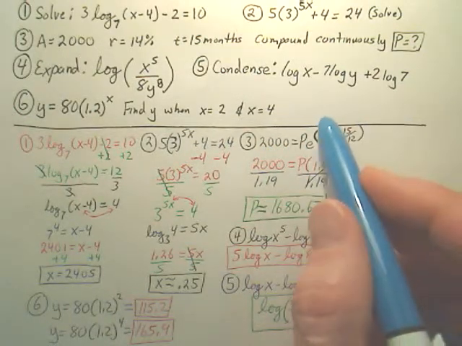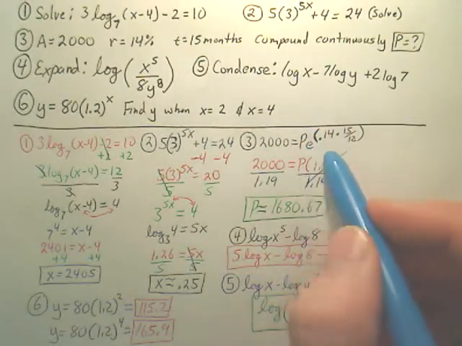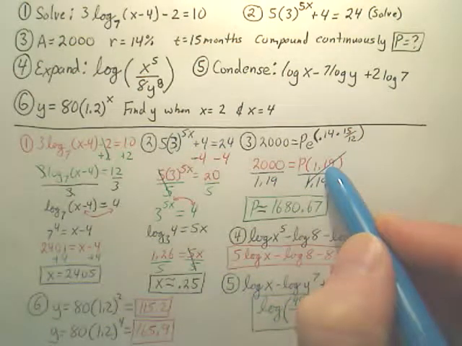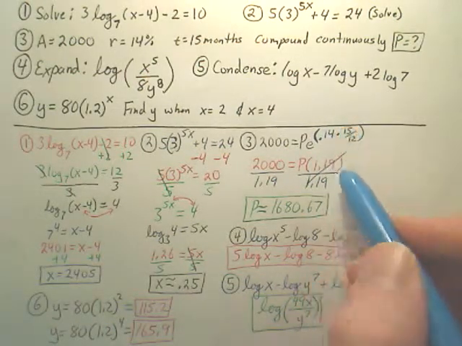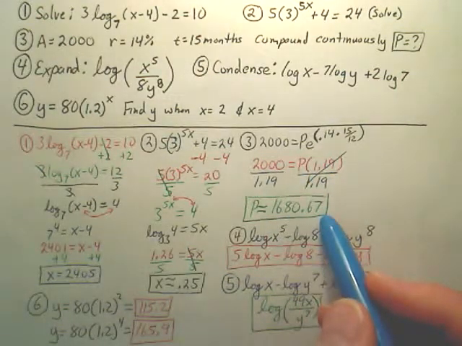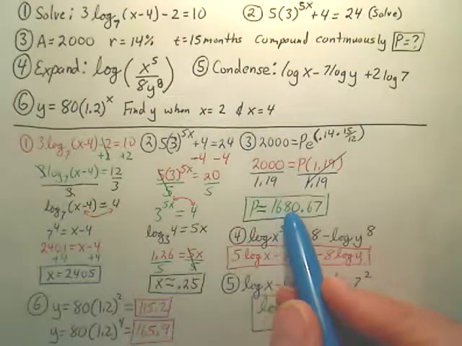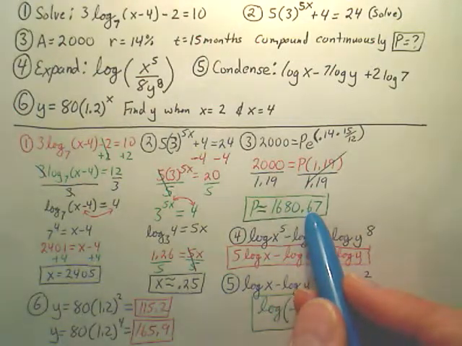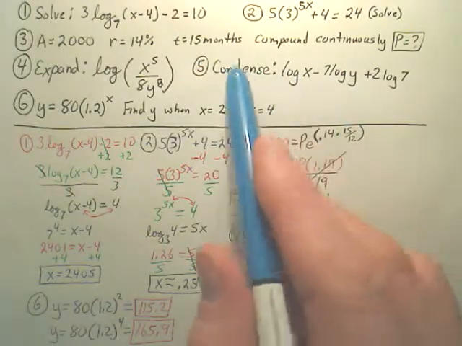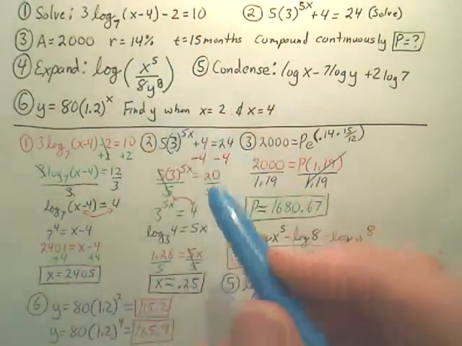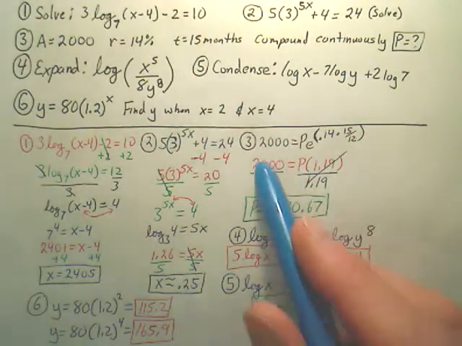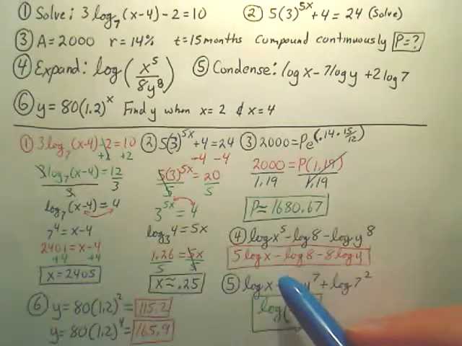Now what I do here, when I calculate this using my calculator, right here, I get 1.19. Then all you do is divide the 1.19 over, and you got the principal. Basically, $1,680.67 would turn into 2,000 bucks after 15 months at 14%, compounding continuously. So it takes you that much to go from here to 2,000.